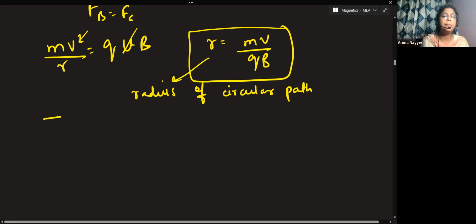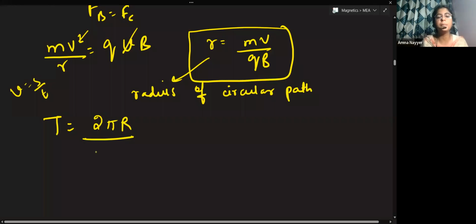See, time period will be given by what? Time is distance divided by speed, no? So time will be equal to distance divided by speed. So distance is 2 pi r divided by speed. Let's write down the value of speed from this equation. Speed will be what? QRB divided by m.